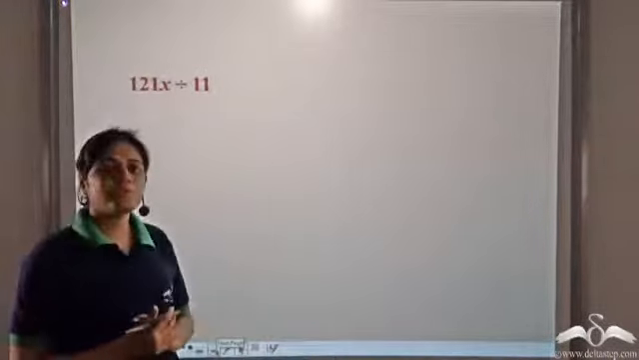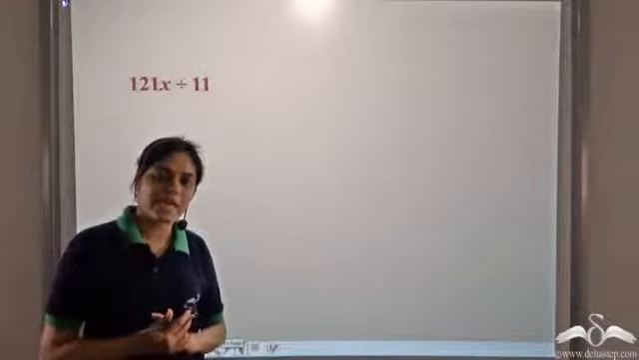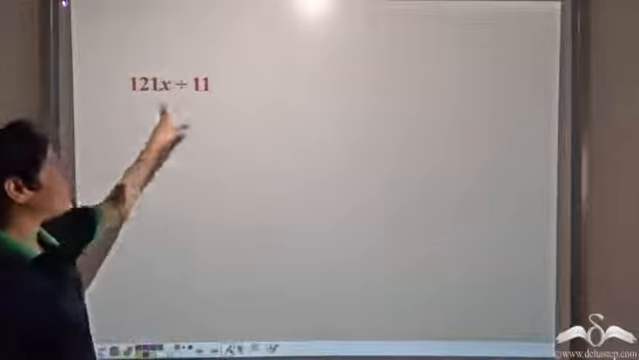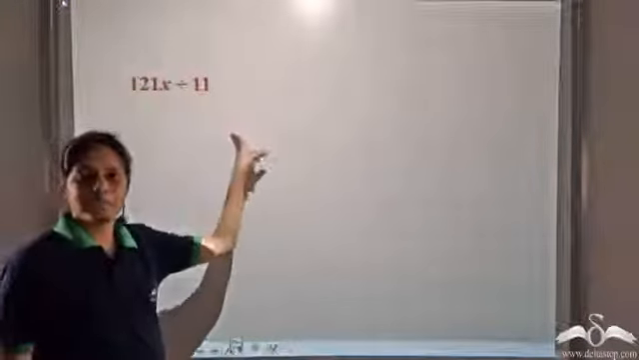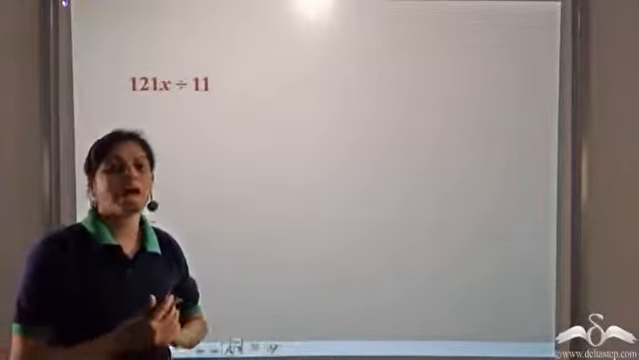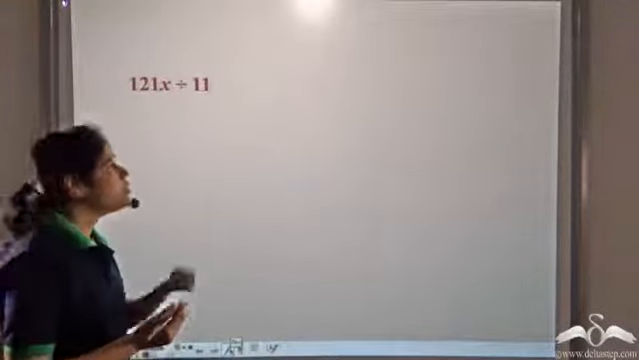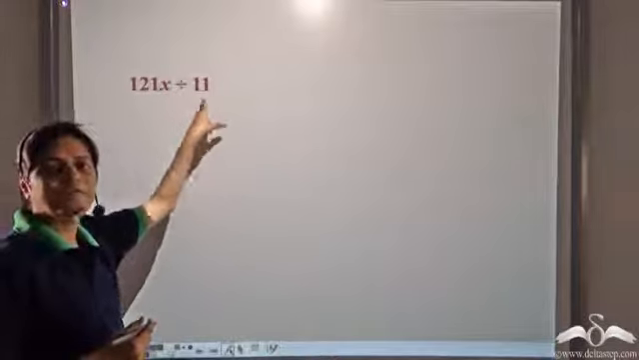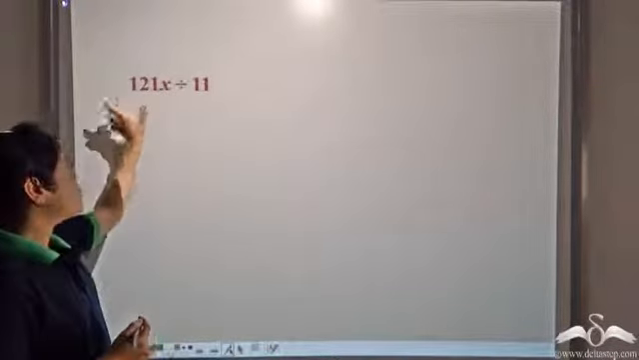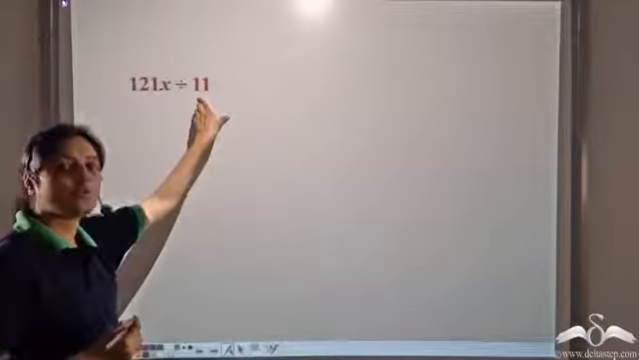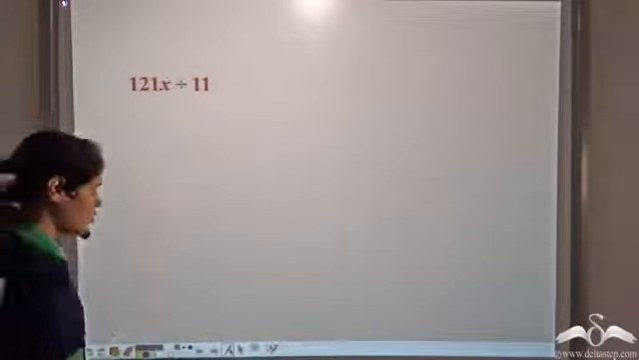So now we have to divide 121x by 11. Note that these are monomials. Monomials are expressions containing just one term. So both of these have a single term. So we need to divide one monomial by another monomial. Let us see how we can do it.